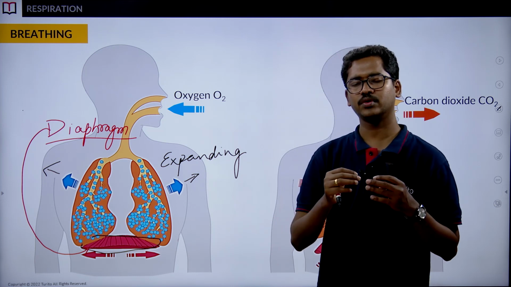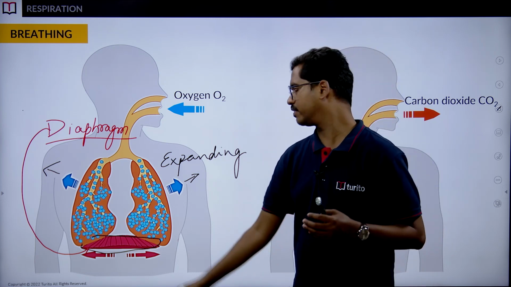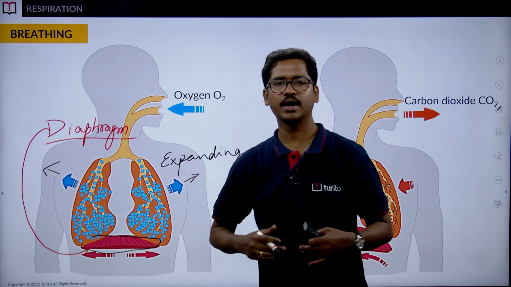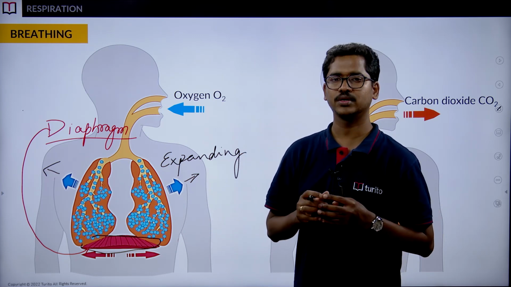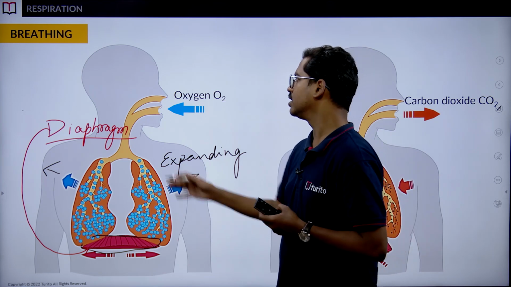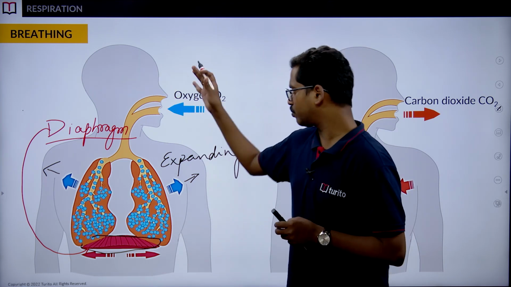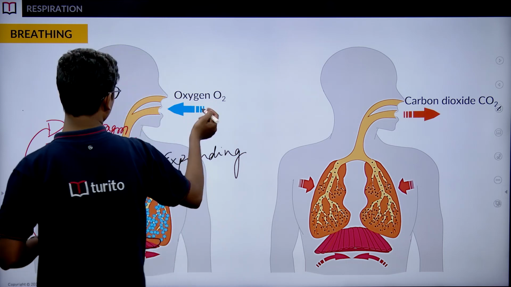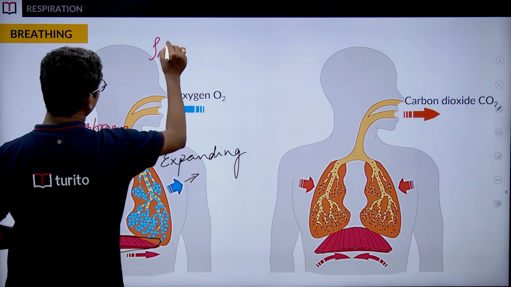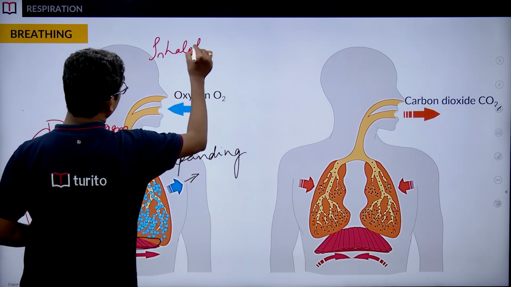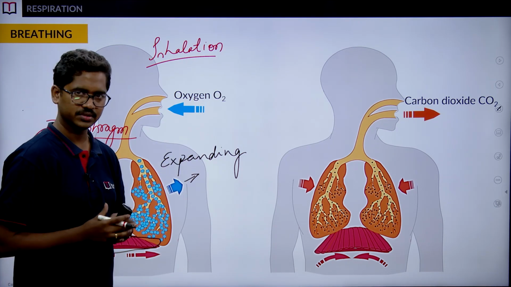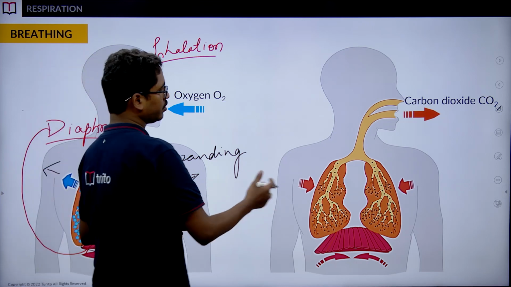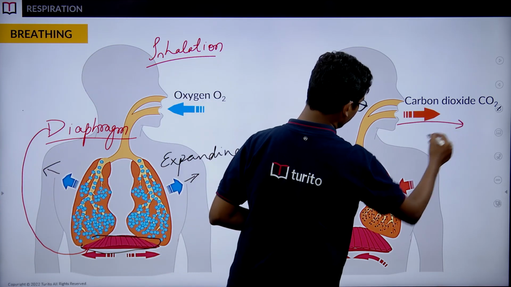It is actually present to separate the thoracic cavity. So the thoracic cavity is this and the abdomen, that is one feature. Apart from that, its main function is happening when breathing is occurring. So, this process what you are looking at here, where oxygen is taken in, is inhalation. It is inhalation.